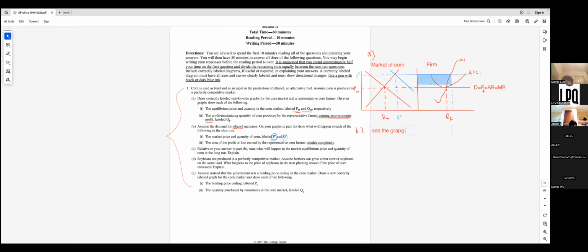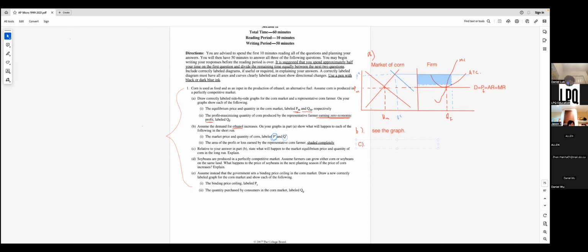See the graph. Okay, can we move on to the next one? Question C. Relative to your answer in part B, state what will happen to the market equilibrium price and quantity of corn in the long run and explain. So for question C, we don't need to actually draw the graph. We just verbally explain what will happen, right?